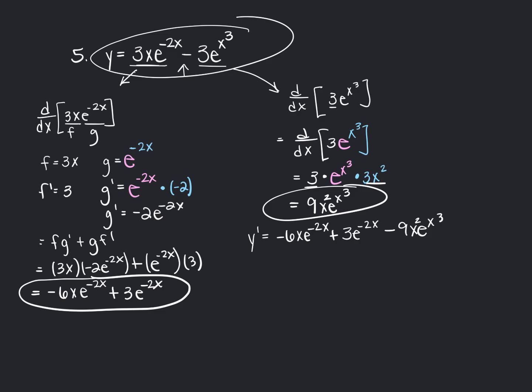So, for us, we will rewrite negative exponents positive on the test. So we'll have negative 6x over e to the positive 2x plus 3 over e to the positive 2x minus 9x squared e to the x cubed. If you wanted to combine these two into one fraction, you can, but you don't have to. But this is our final answer.